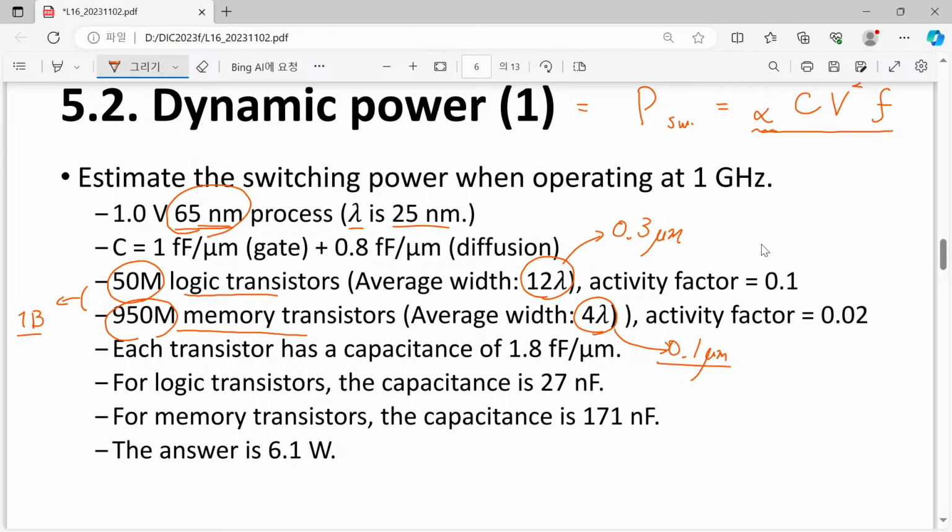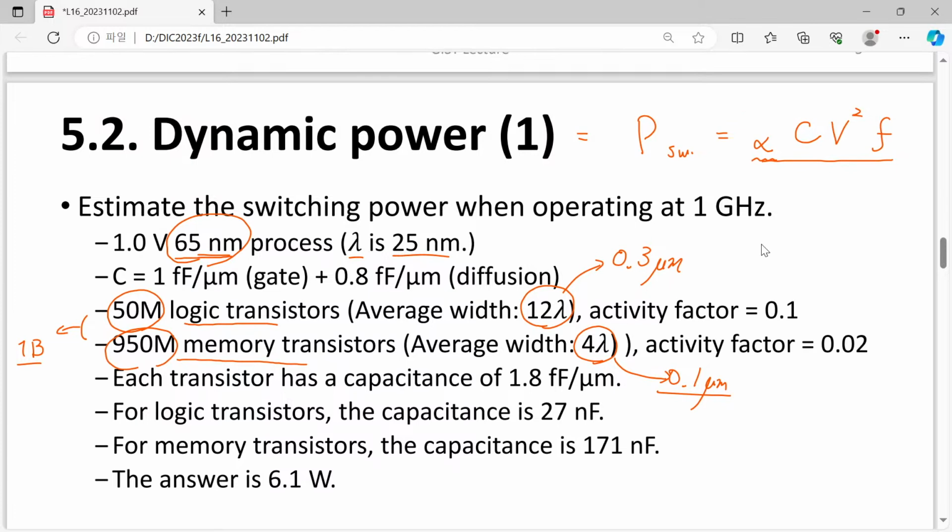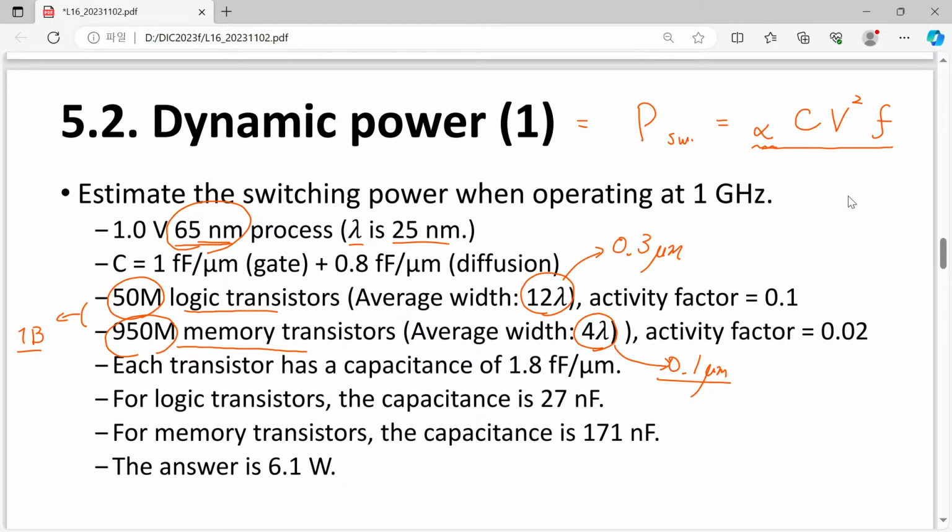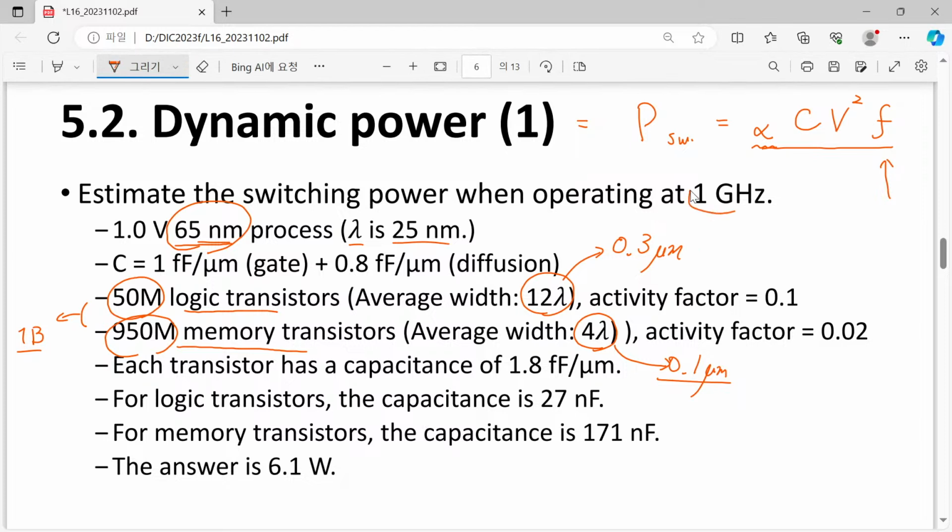And we assume that in order to calculate the power consumption, we must know these four quantities. Frequency: how fast is it? The operational frequency is 1 gigahertz, so we will use 10 to the 9 hertz for this calculation. And what is the operating voltage? Let's assume that this is just operated at 1 volt.